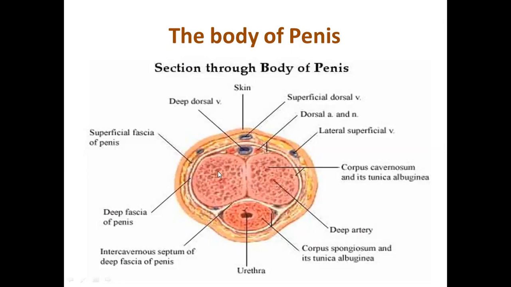The upper two corpuses are termed corpus cavernosus, and the lower one is termed corpus spongiosum. Outside these corpuses there is a very dense connective tissue layer, termed the deep fascia of the penis, which is the tunica albuginea. This tunica albuginea covers these three cylindrical corpuses from outside, and outside it there is the hypodermis or superficial fascia of the penis, and outside that is the outermost skin covering of the penis.